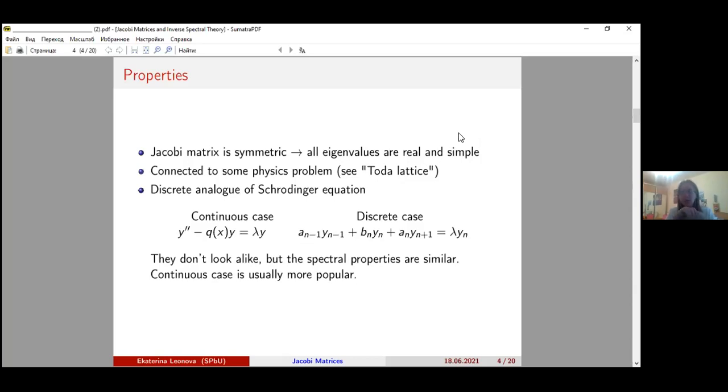And third, a very important thing, is that it's connected to a kind of problem in differential equations. If we take the Schrodinger equation, you can see it here, the continuous case, and if you take the eigenvalue problem for a Jacobi matrix, you can see it on the right. They don't really look that similar. But the point is that a lot of spectral properties are the same. The way eigenvalues are arranged and some of their properties are really similar, and we will use it a lot in the future.